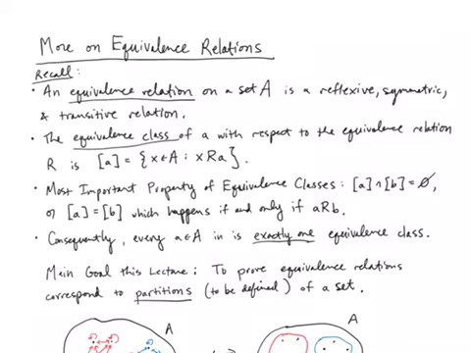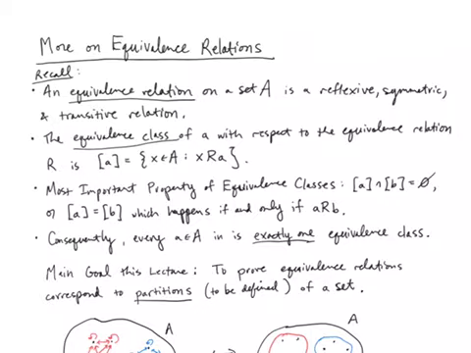So today we'll finish talking about equivalence relations. Recall that an equivalence relation on a set is a reflexive, symmetric, and transitive relation. And a relation is just a subset of A cross A, as we've discussed in the past couple lectures.